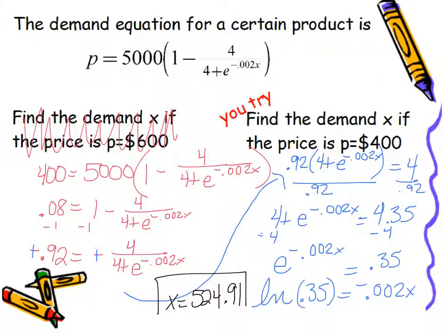All right, so here's my answer on this problem. Pretty much the same deal as the last one. You just threw a 400 in there instead of a 600. I got 524.91. All right, so most of your lesson is just practice solving basic equations, and then towards the end I throw a few of these types of problems in, and we'll be doing more and more of these.